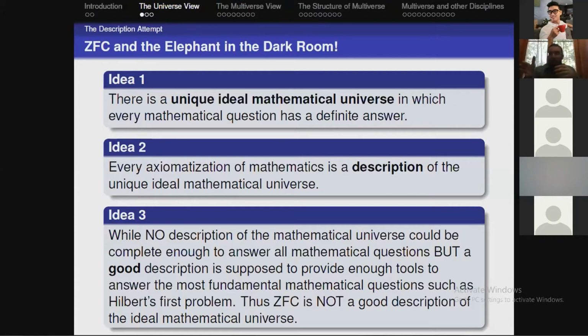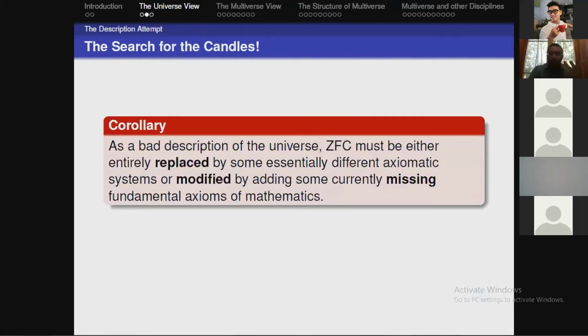Somebody took its tail and said that maybe the elephant is like a rope. Somebody touched its feet and said that the elephant is like a column. So everybody had a description of the elephant in the dark room, and the truth became known when everybody brought some candles and lit up the room, and everybody saw the true shape of the elephant. So here is the same approach in the multiverse view, where everybody is searching for candles to put light on the true shape of the unique mathematical universe, Plato's ideal universe.